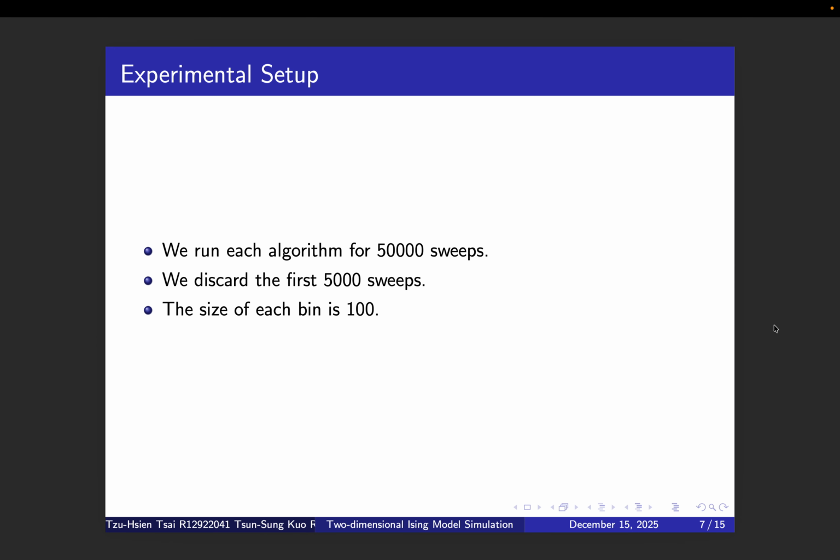Now we will start introducing our experiment. We will run each algorithm for 50,000 swaps, and we will discard the first 5,000 swaps to thermalize the lattice, and the number of spins in each lattice is 100.